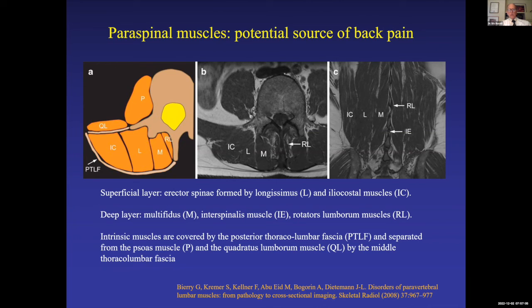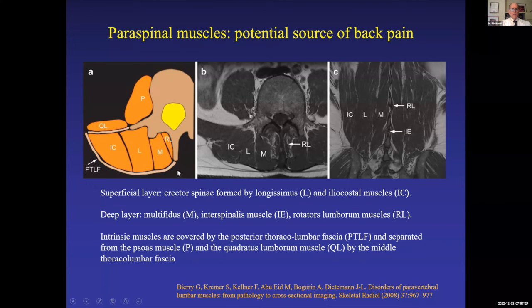These are cross-sectional images of the posterior spinal musculature. We don't often think about the muscles alone generating pain, but they do. So why don't we always look at them? Interesting question. Maybe we don't know the names and we don't want to call them what they are. But here are the names.